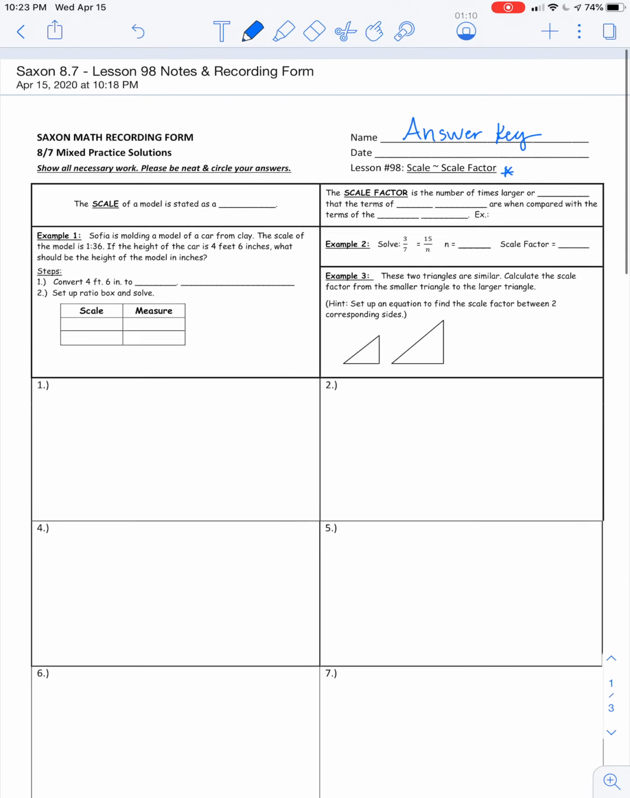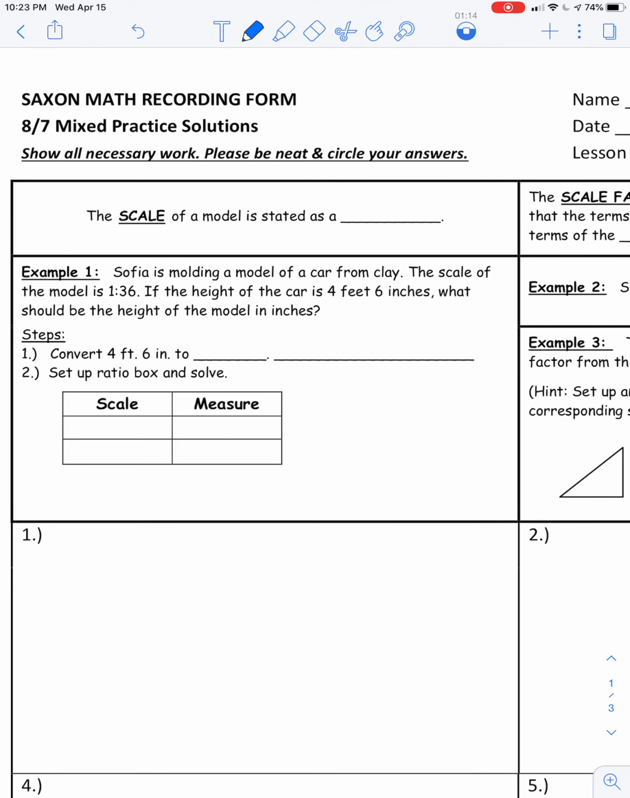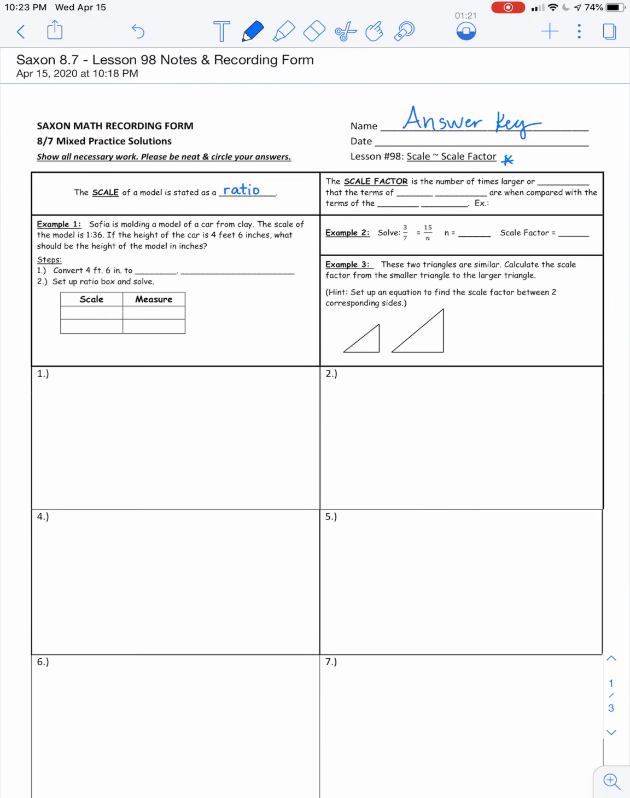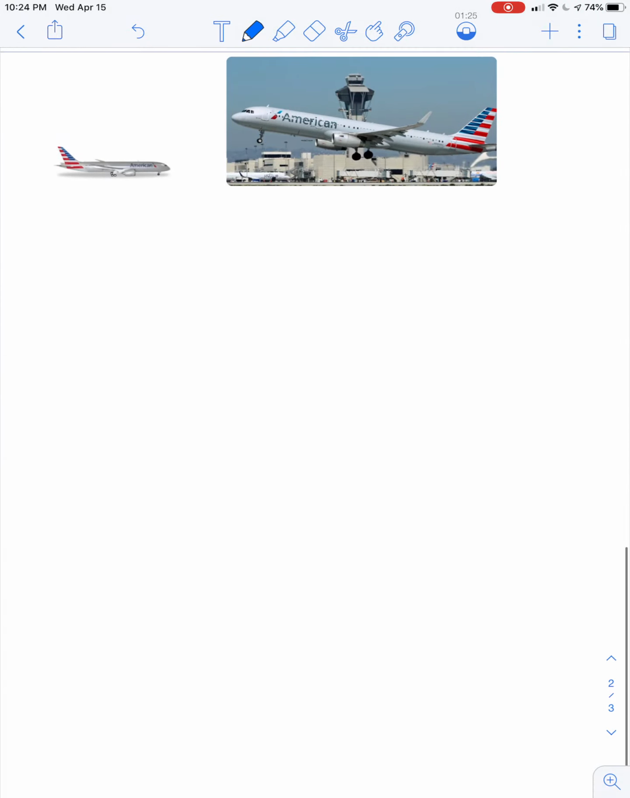So let's talk about, first of all, filling in this first part of our lesson up here. The scale of a model is stated as a ratio. Go ahead and fill that in. And then I'm going to scoot down to the bottom of my document. You don't need to take notes on this. I just want you to watch with me for just a moment.